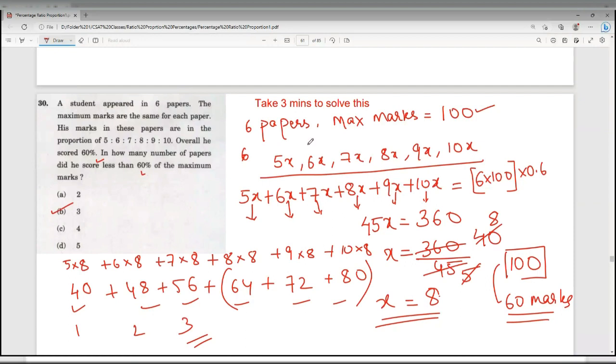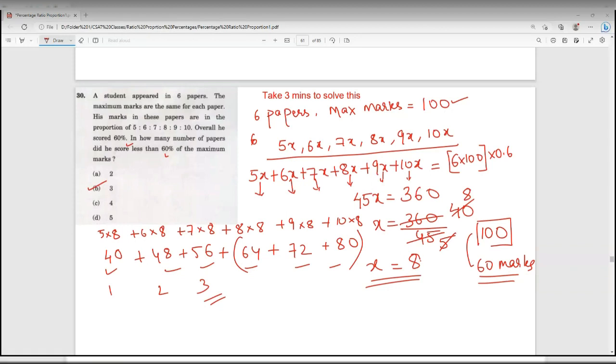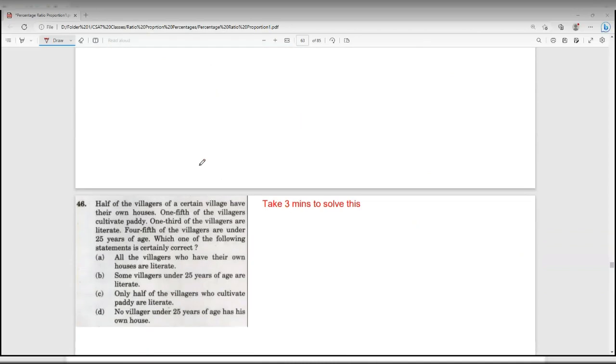I hope you have understood this. If you have any doubt, you can ask. If you have any query or any doubt in this, please ask. Or else we'll move to the next question. Okay, I hope everything is clear. We'll move to the next question.